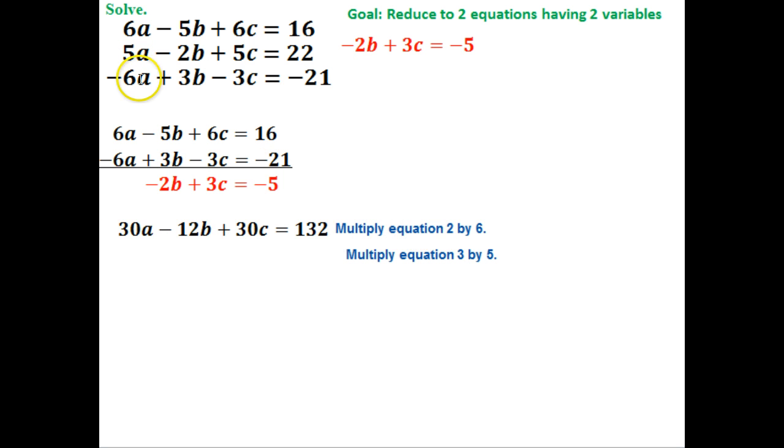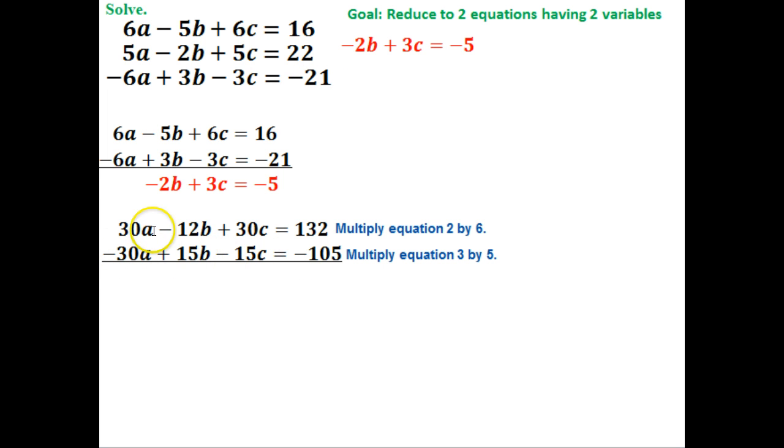Equation number 2, I multiplied each part by 6. 5a times 6 gives me 30a. Negative 2b times 6 gives me negative 12b. 5c times 6 gives me 30c. Then 22 times 6 gives me 132. Now I'm going to multiply this second equation by 5, each component. The 6a by 5, the 3b by 5, the negative 3c, as well as the negative 21 by 5. And so I did that here.